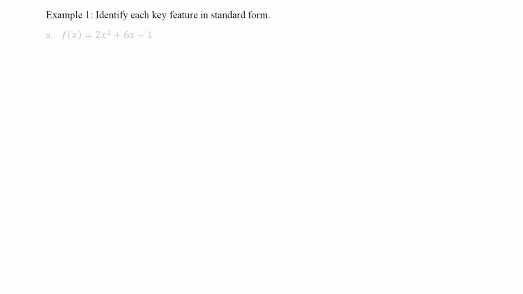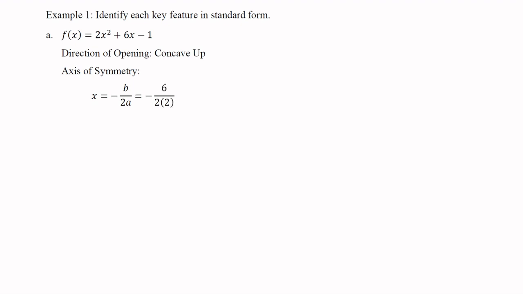So let's identify each key feature. For this function, the direction of the opening is concave up because a is positive, a is 2. The axis of symmetry is going to be done using negative b over 2a. In this case, b is 6, a is 2, so we're going to plug those two things in. Get negative 6 over 4, which is negative 3 halves.